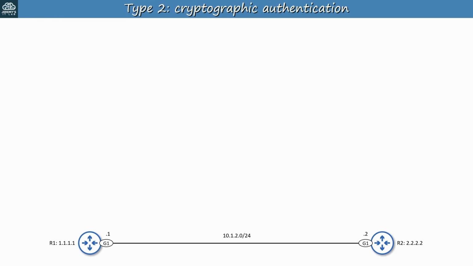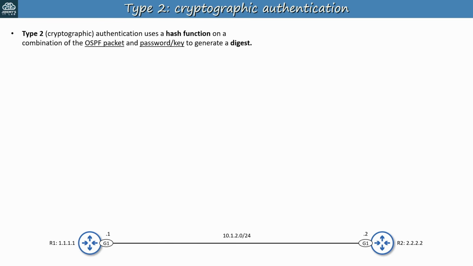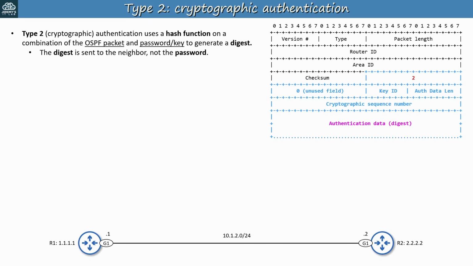Now let's move on to Type 2, cryptographic authentication. Type 2 uses a hash function on a combination of the OSPF packet and the configured password or key to generate a digest. The digest is then sent to the neighbor, not the password itself. Here's how the OSPFv2 header looks when using Type 2 authentication. Notice the digest at the end. This isn't a cryptography course, so we won't get into how hashing works here, but you can think of it as a one-way mathematical function.